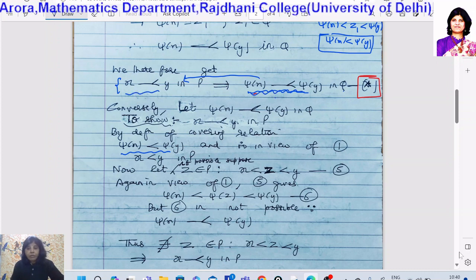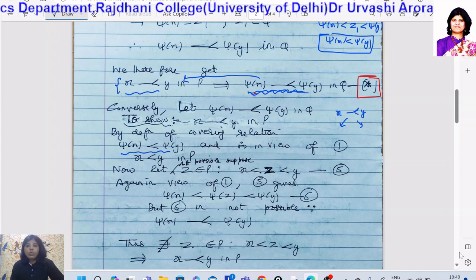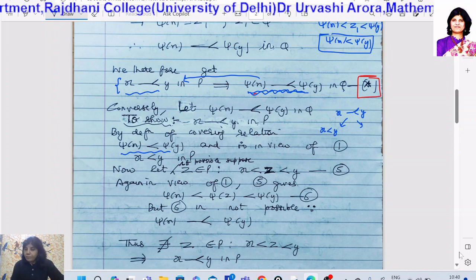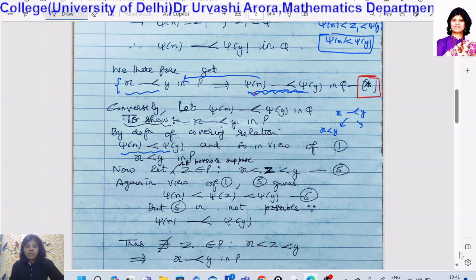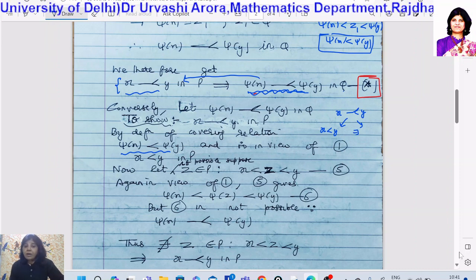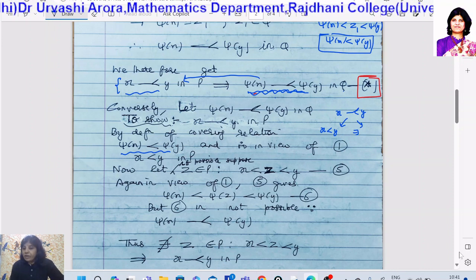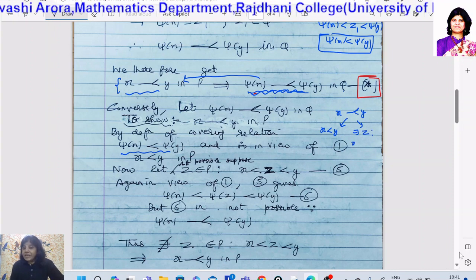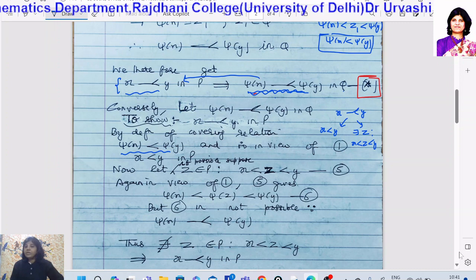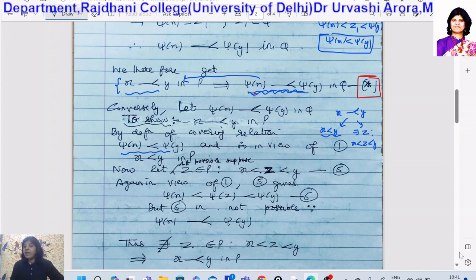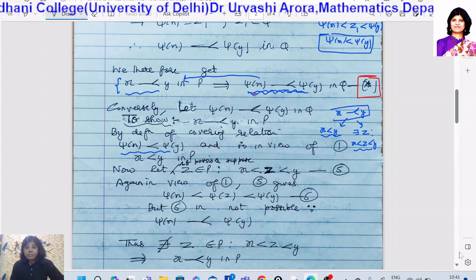If you have to show that x is covered by y, what are the two things that you need to show? Firstly, that x is strictly related to y, which means x is related to y, but x is not equal to y. The other thing that we need to show is that there does not exist any element lying between x and y, which means there does not exist any z such that x is less than z is less than y. If these two things happen, then you say that x is covered by y. So my aim is showing this.